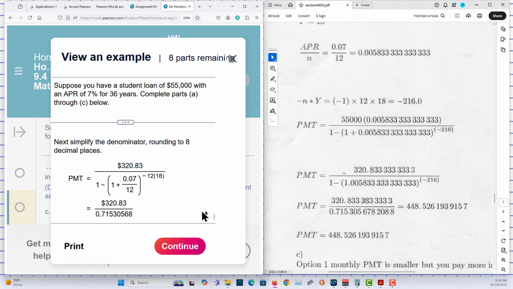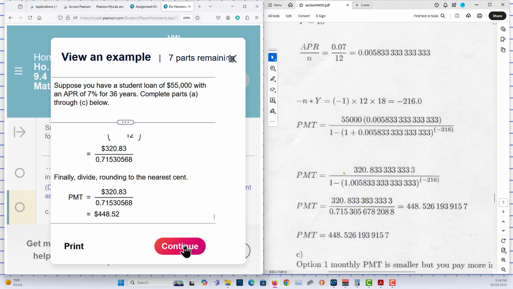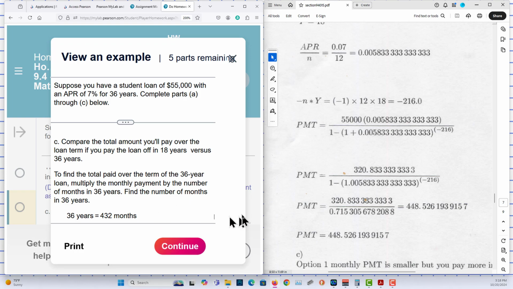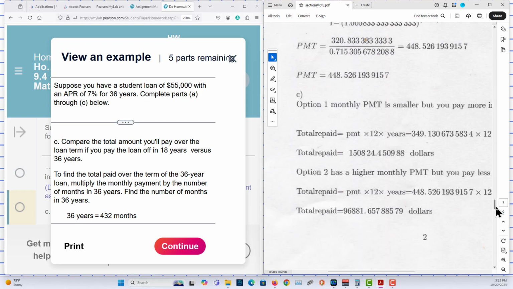And I divide them out. End up with $448.52 here. So that's the payment for the second plan. And then you want to talk about compare. Total repaid. Option 1 and option 2.